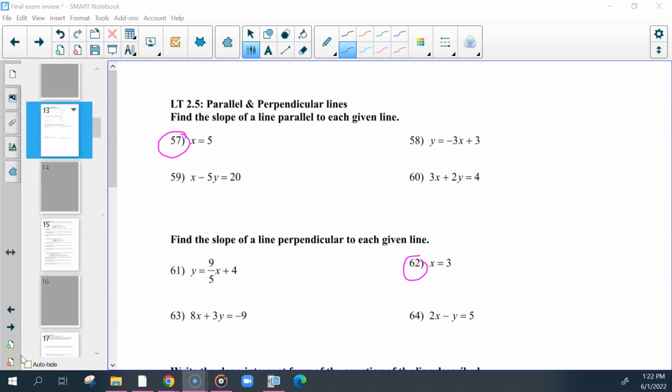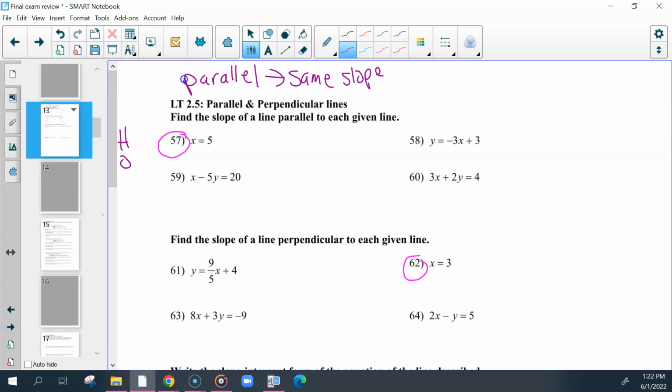So now we're in Unit 2B. We just did parallel and perpendicular lines not too long ago, so hopefully that's still somewhat fresh in your memories. When we have parallel lines, we are looking for something that has the same slope. So for 57, if we are looking for something that has the same slope or the slope of this line that is parallel to it.